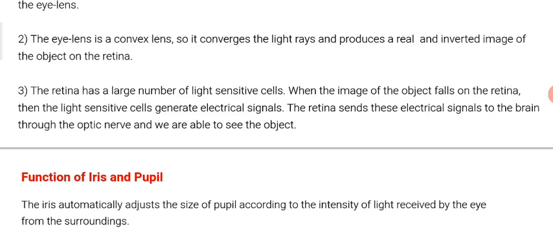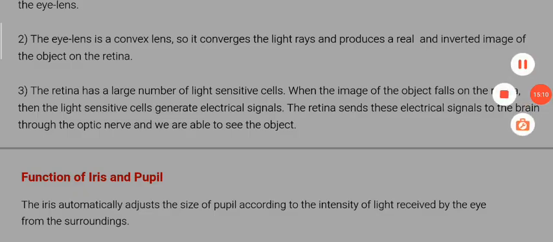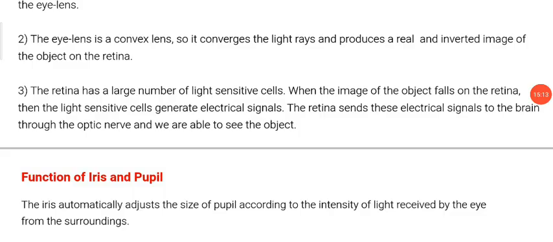The retina has a large number of light sensitive cells. When the image of the object falls on the retina, the light sensitive cells generate electrical signals. The retina sends these electrical signals to the brain through the optic nerve, and we are able to see the object. And one very wonderful thing our brain does is that it changes the inverted image to an erect image, so it appears to us that the object is erect, as in its original position.